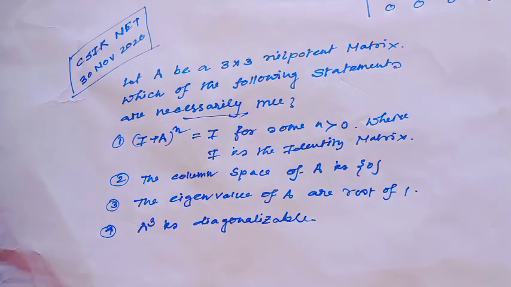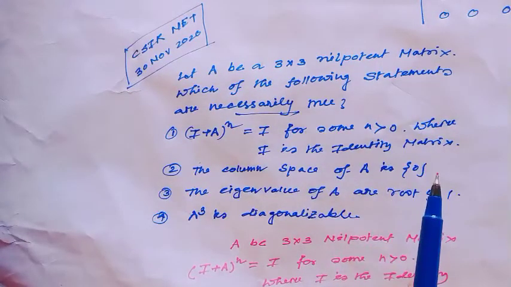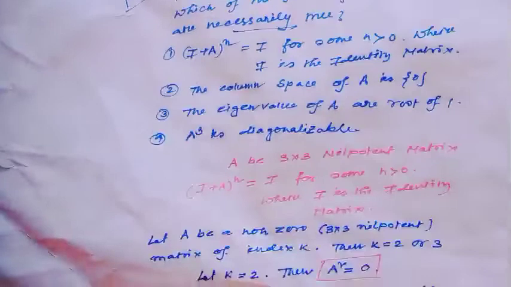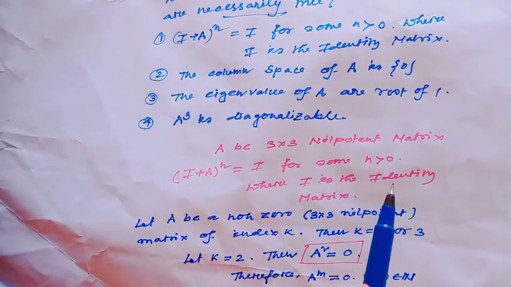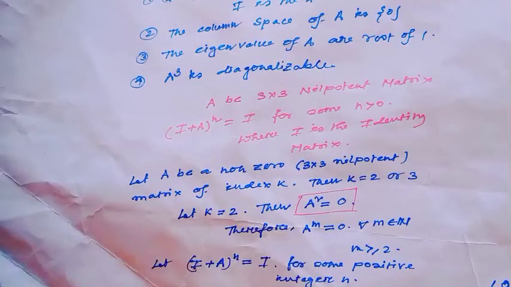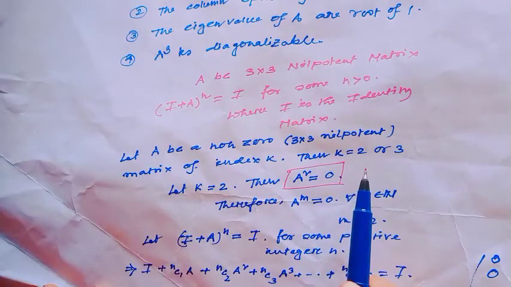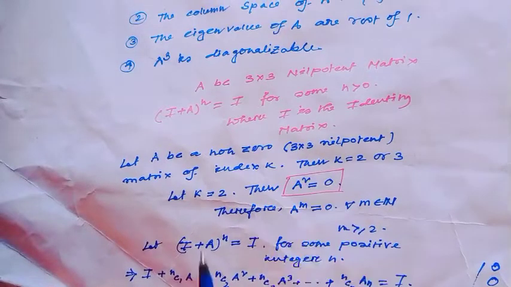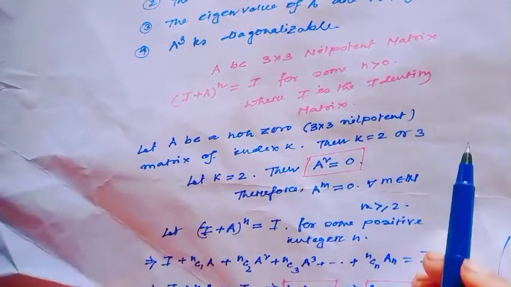See the options again and think at first. This is a very conceptual question. Option 1: consider A be a 3 cross 3 nilpotent matrix, and we have to prove I plus A to the power n equal to I, for some n greater than 0, where I is the identity matrix. Consider A a non-zero 3 cross 3 nilpotent matrix of index k. Then, since the order of A is 3 cross 3, therefore k equal to either 2 or 3.